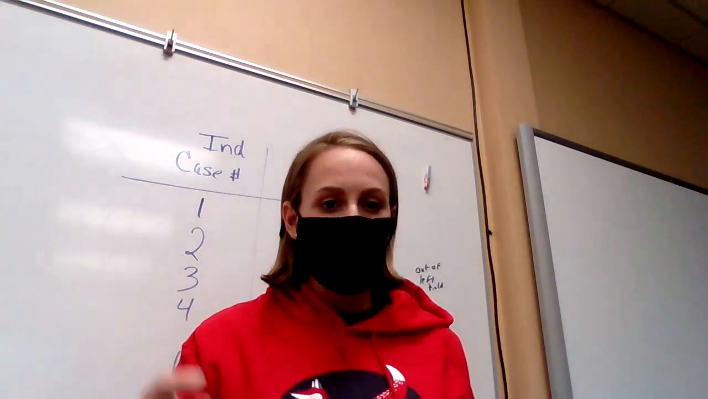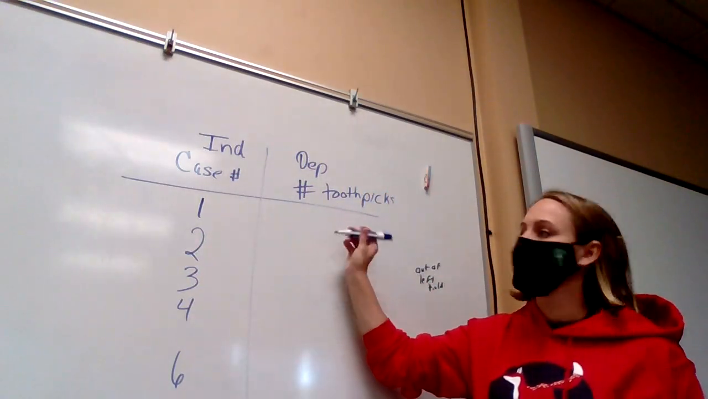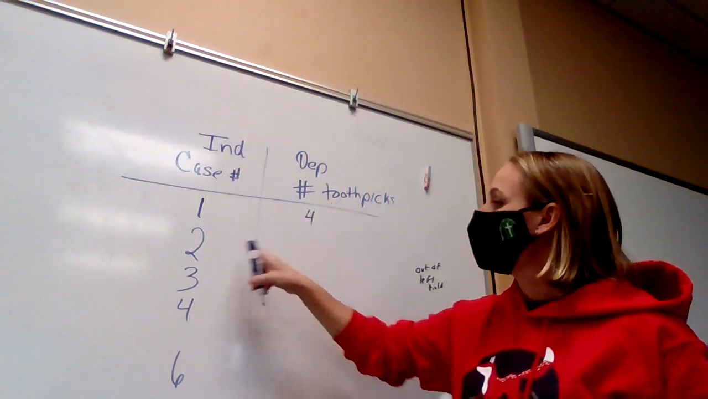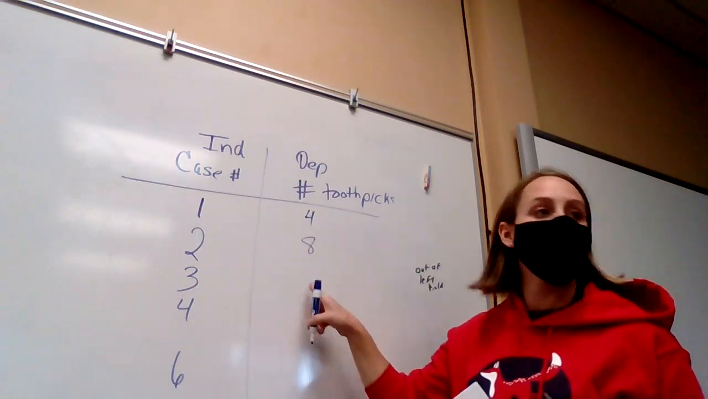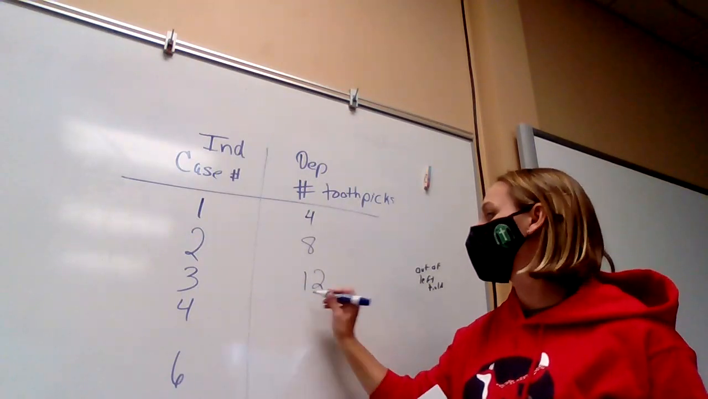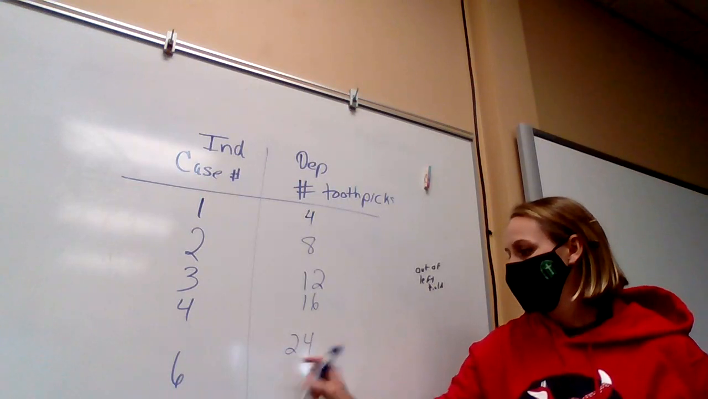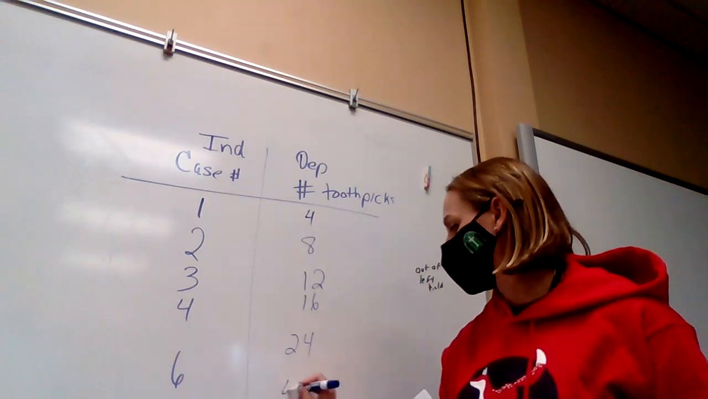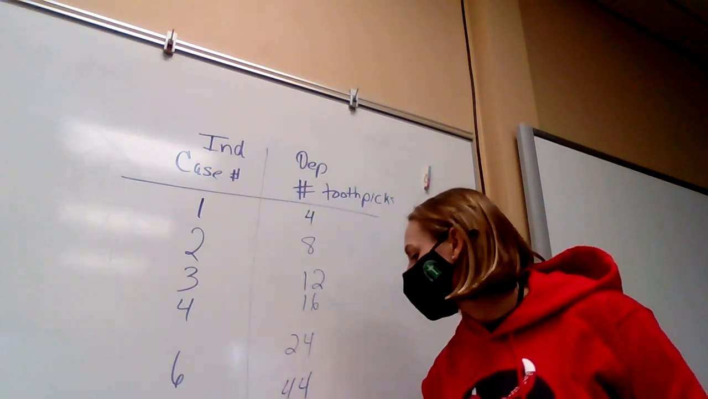Okay, so we should have this filled out. How many toothpicks are there in case 1? 4. How many in case 2? 8. How many in 3? 12. 4? 16. 6? 24. 11? 44. 20? 80. Okay, so let's think about this.